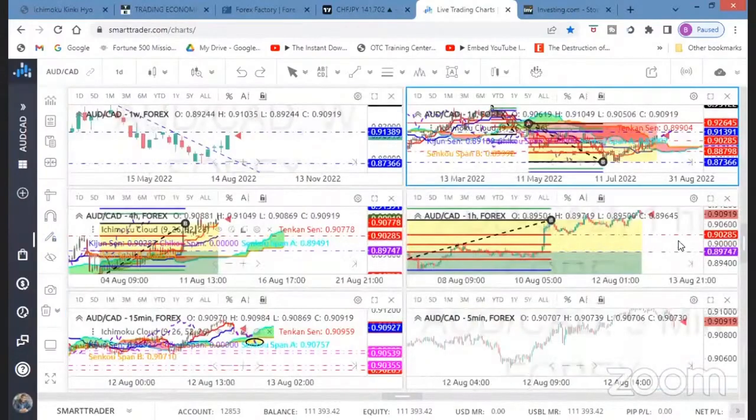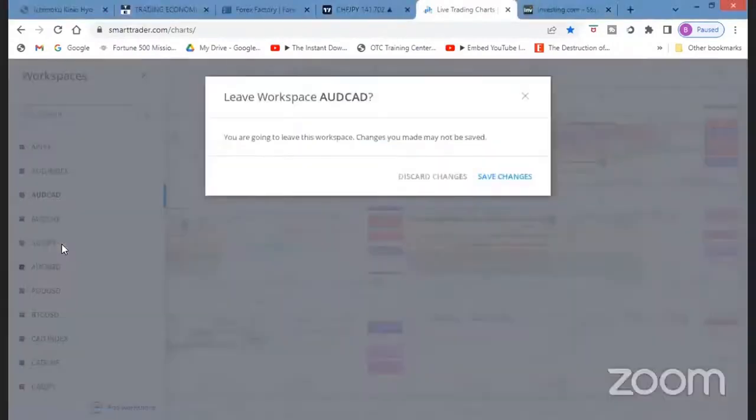So yeah, that's it. I just saw something in the chat. AUD/JPY on the daily just hit daily resistance. Yep, let's take a look at it.